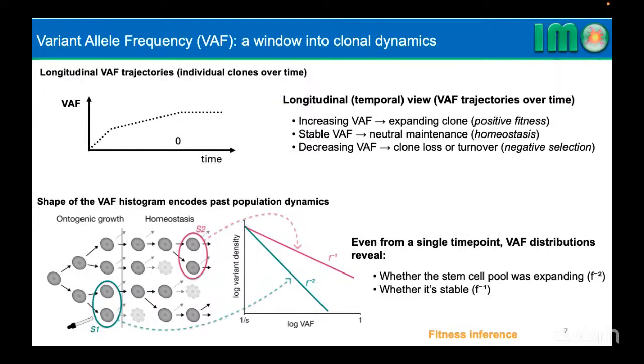Sometimes, at one point in time, we sequence a blood sample and look at the distribution of the VAF. Based on the distribution of the VAF, we can infer whether the stem pool size was expanding or stable. If the distribution of the VAF is not as expected in the adulthood hematopoiesis state, then something is going on, like there might be some mutated cells there.